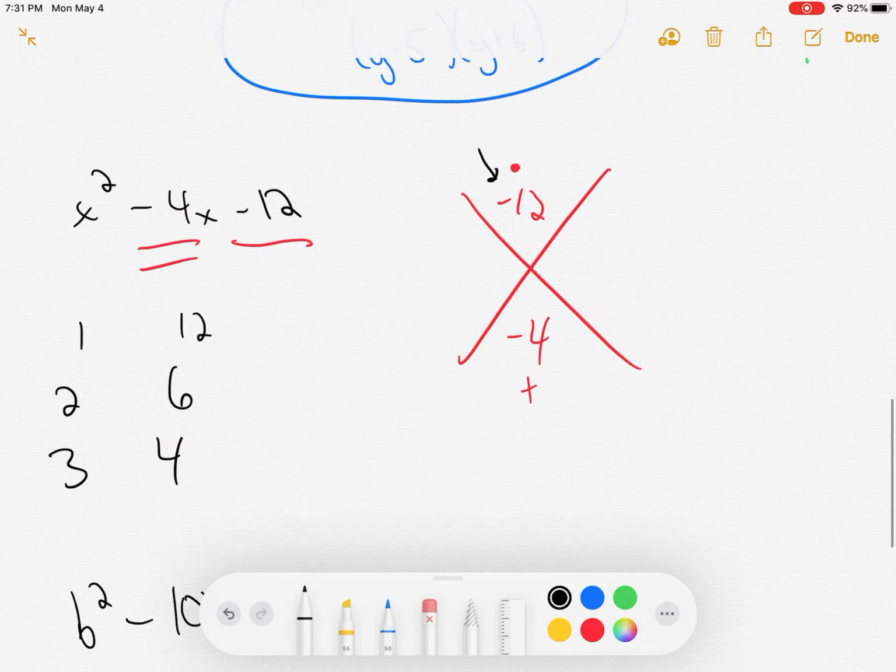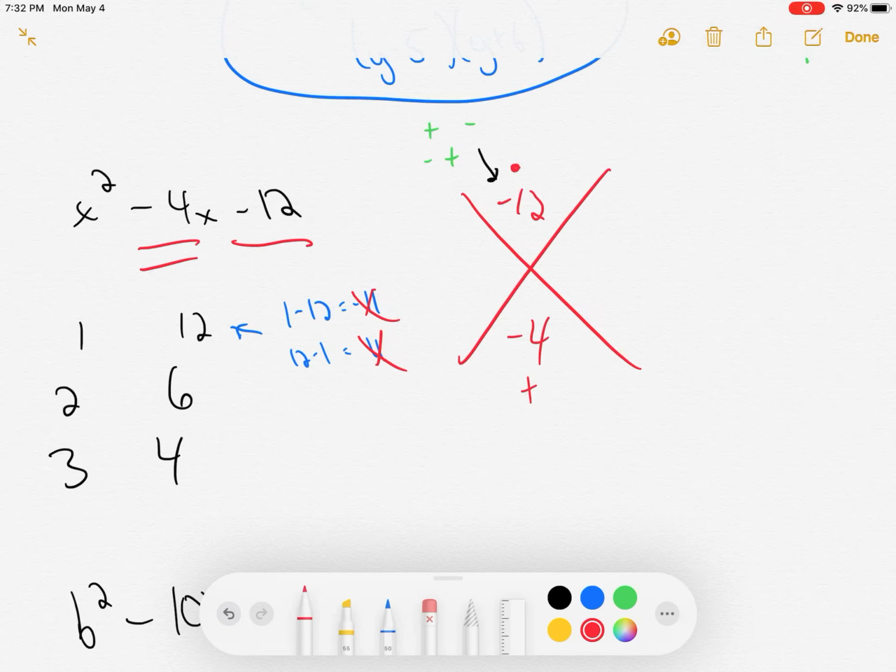Okay, and again, if I want them to multiply to get a negative, I need a positive and a negative, or a negative and a positive. Those are the only combinations of numbers that multiply to give you a negative. So let's start by 1 minus 12. Positive 1, negative 12. Well, that's negative 11. That does not equal -4. That doesn't work. Let's try 12 minus 1. 12 minus 1 is 11. 11 does not equal -4.